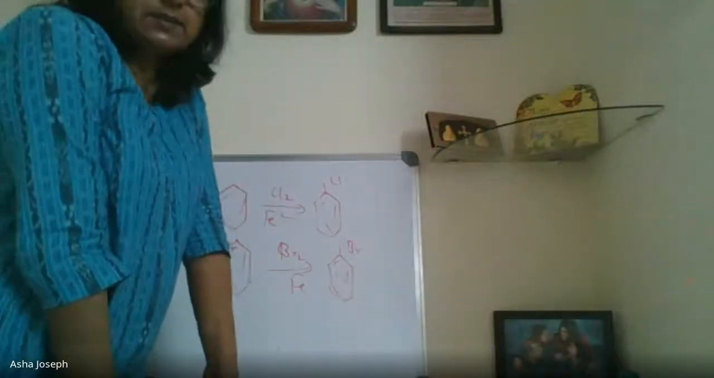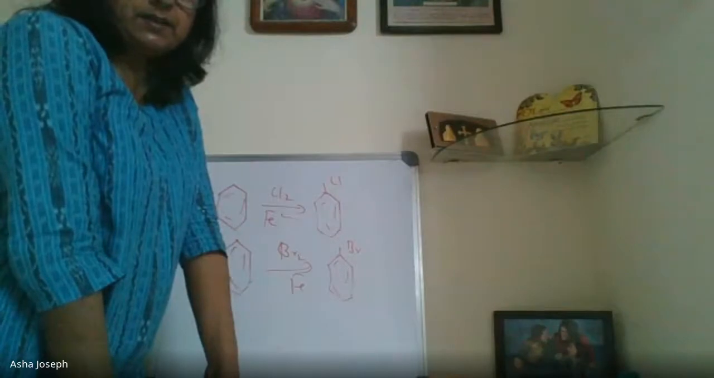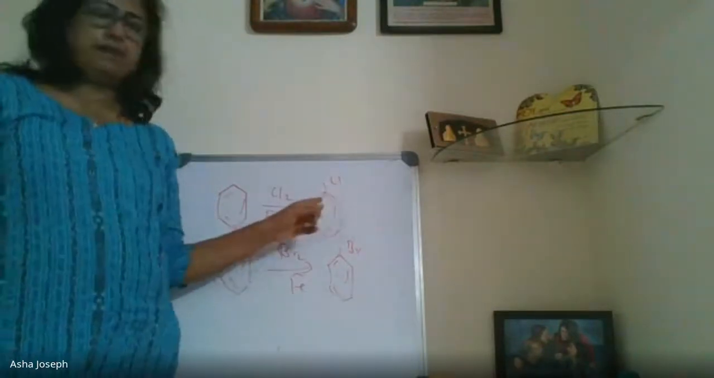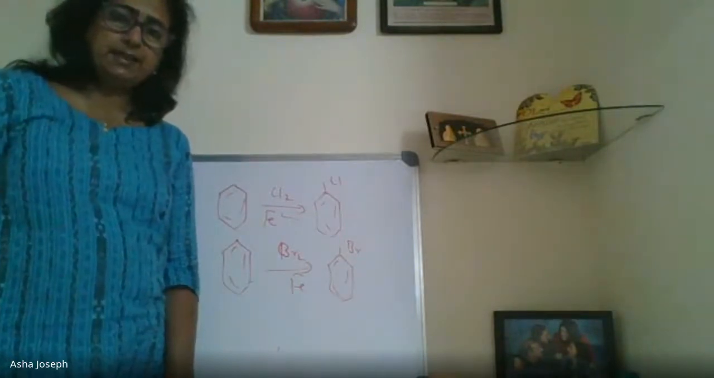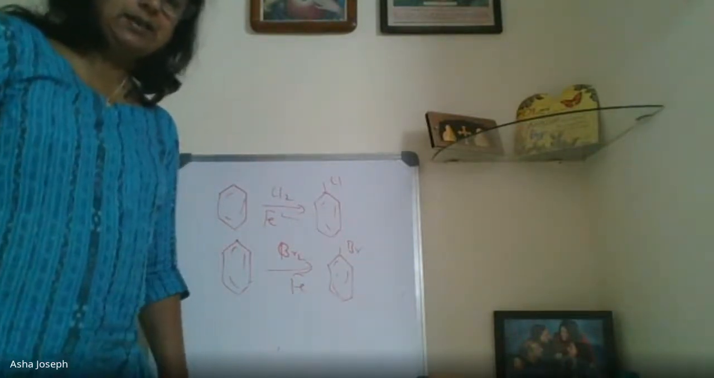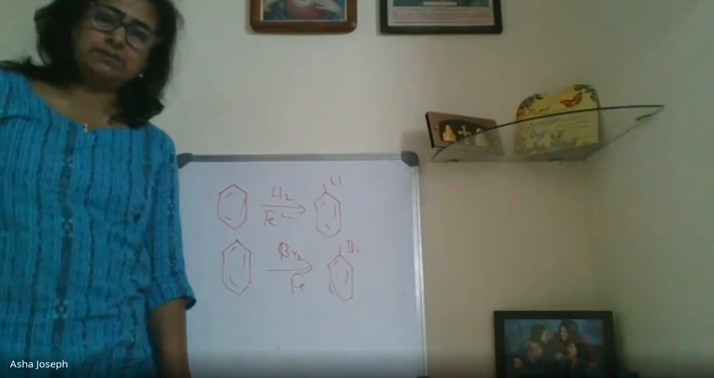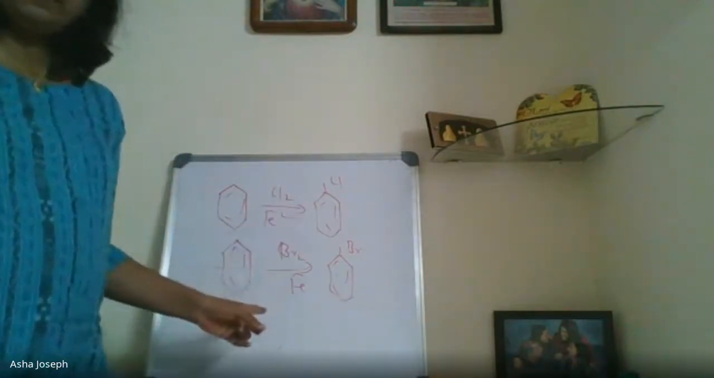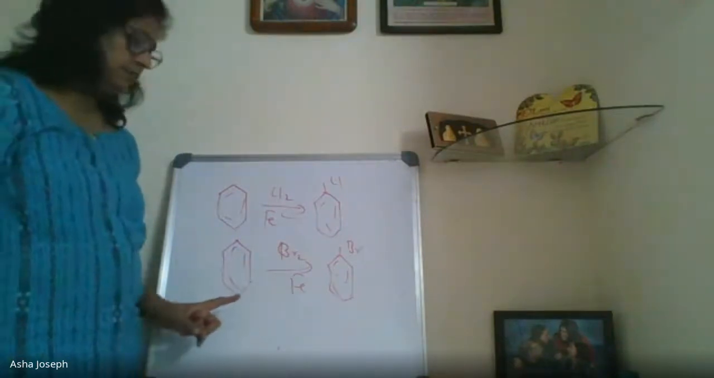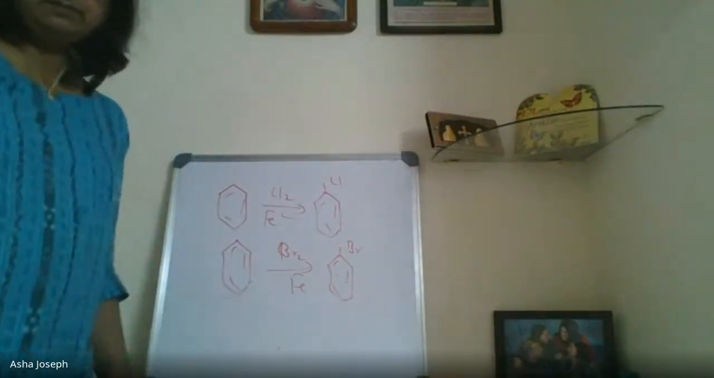Ma'am, what reactions are these? These are electrophilic substitution reactions, where you will get the aromatic halogen compounds. That is haloarenes. Haloarenes are aromatic halogen compounds. This much understood? Any doubt?